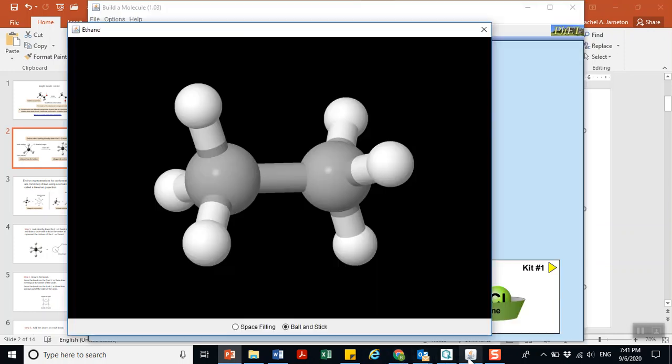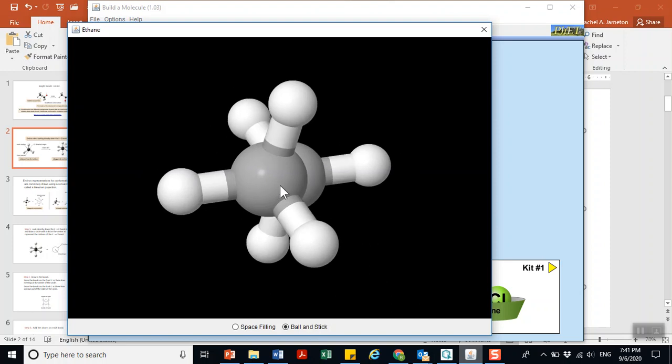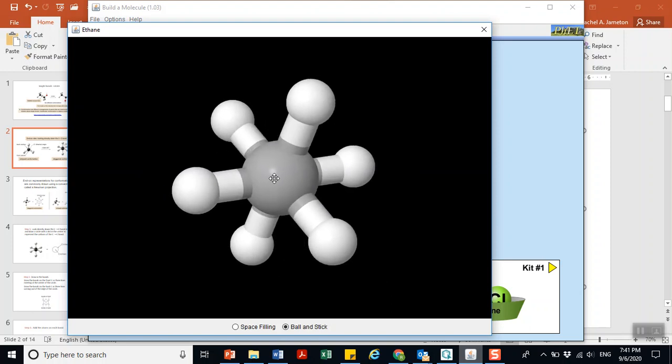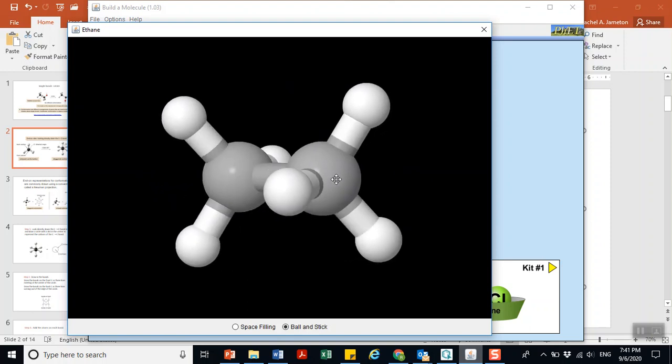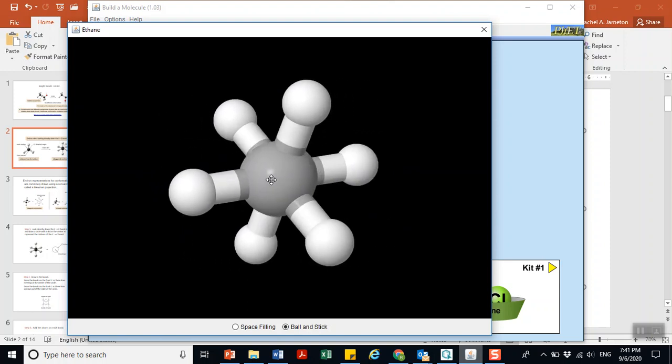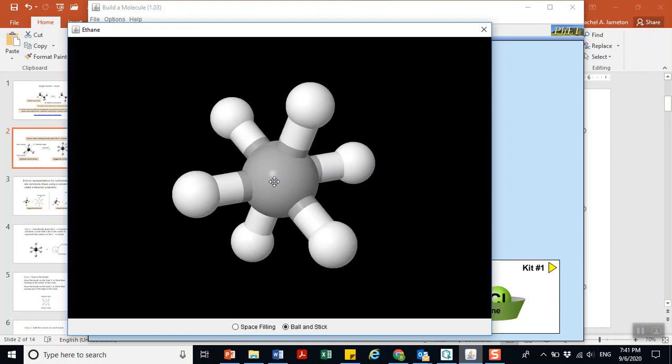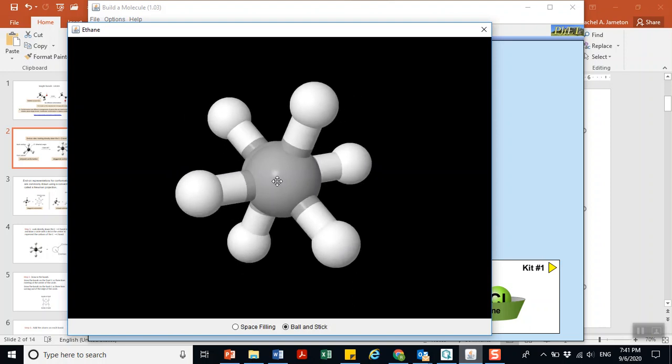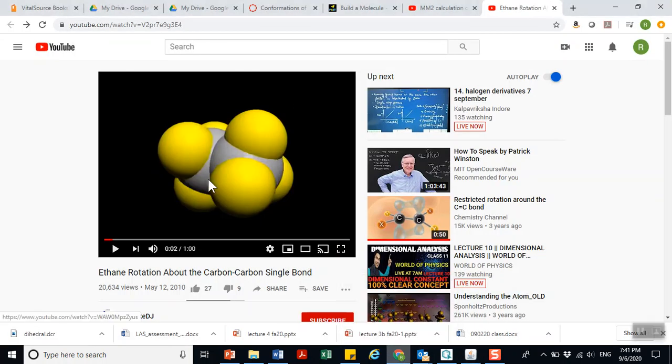One is, let's actually look just at our ball and stick model. And so this is looking at the orientation from that front carbon to the back carbon. And this is an ethane molecule in the staggered conformation, where the hydrogens can be as far apart from each other as possible. So let's look at another model.